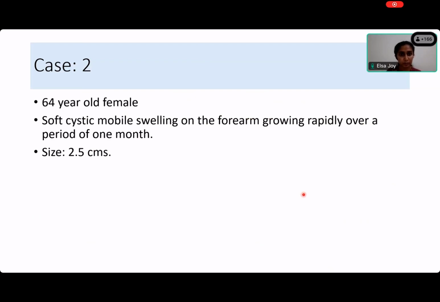It's a case of a 64-year-old female with a soft cystic mobile swelling on the forearm, growing rapidly over a period of 1 month, with a size of 2.5 centimeters. Very good. All right, now. You've seen all this, right, Elsa?